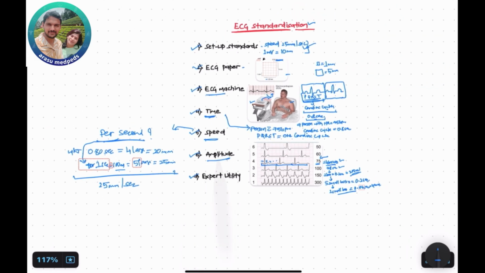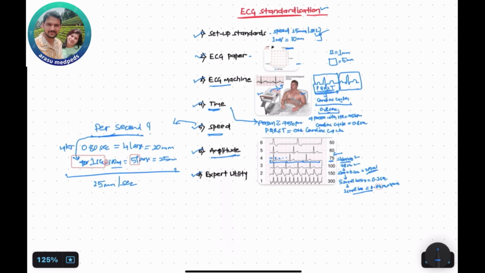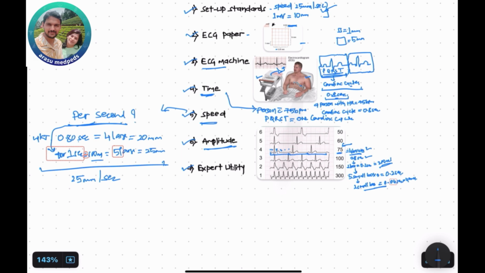Then what about the amplitude, that is voltage and amplitude? When they connected the leads to the chest wall and started recording the cardiac activity over the machine, it gave some spikes and falls, right? Whenever the heart generates 1 millivolt of electrical activity or electrical signal, it should give a spike of 10 mm. 10 mm is considered as standard.